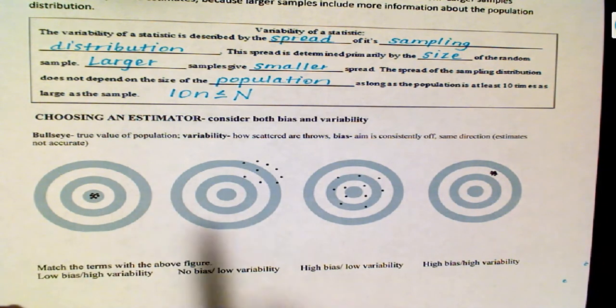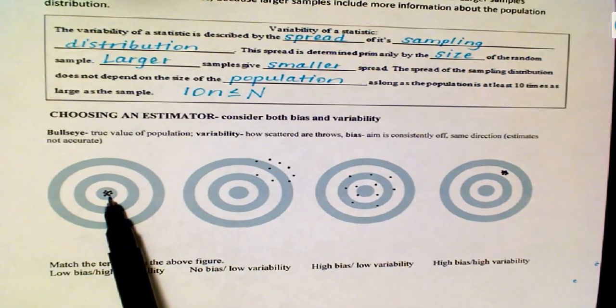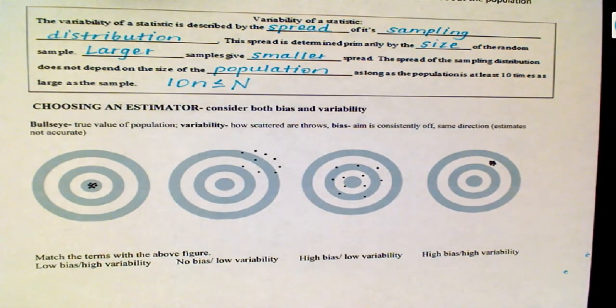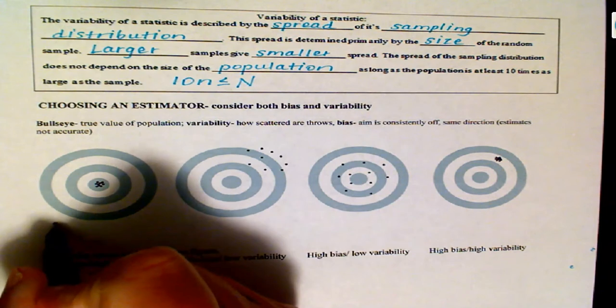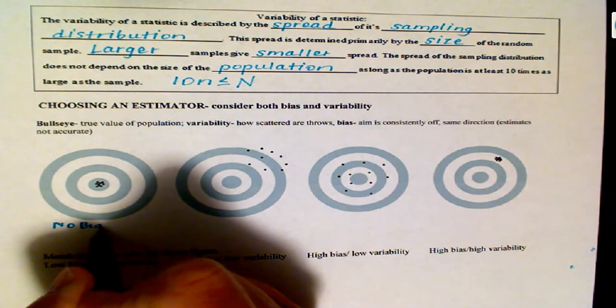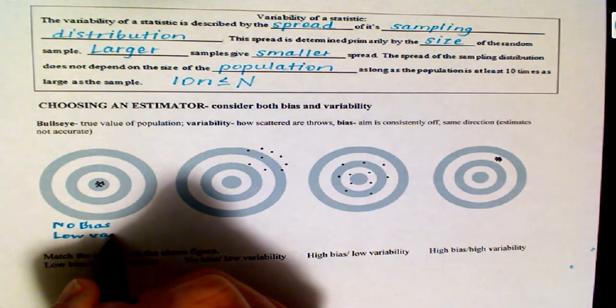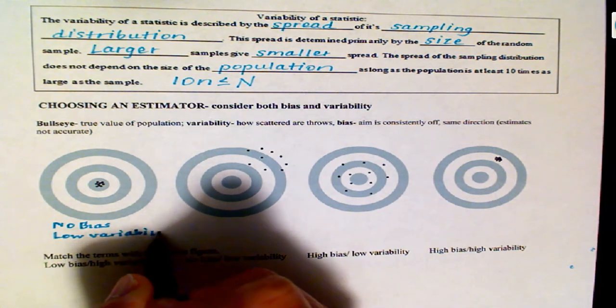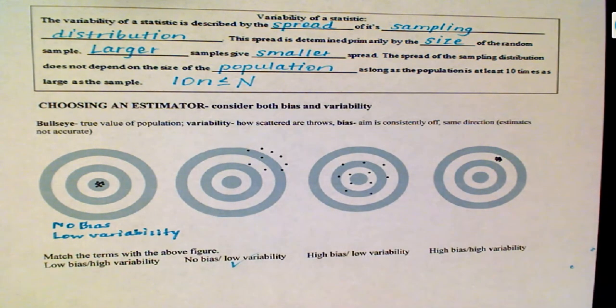So what we're supposed to do is match these terms with what's going on here. The first question is, you wanted to hit the bullseye, correct? And then you want to look at the variability. So which one has low bias or no bias? This one actually has no bias because it is hitting the bullseye, and there's also low variability. Those points all hit the target pretty well. So that's no bias and low variability.